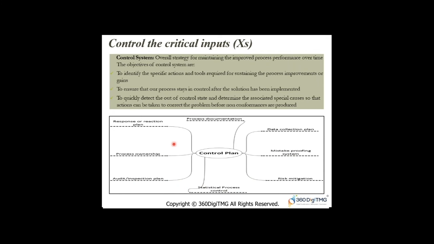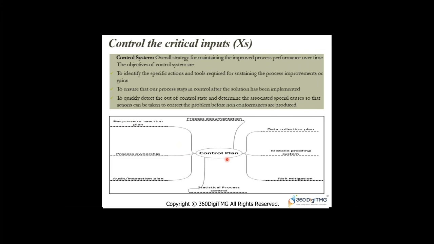Process ownership, who is supposed to own the process? Process owner, right? What is the response or reaction plan if something goes wrong? And then we also document the process. So these are the various components of your control plan.